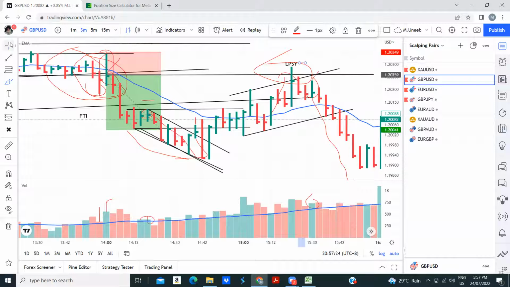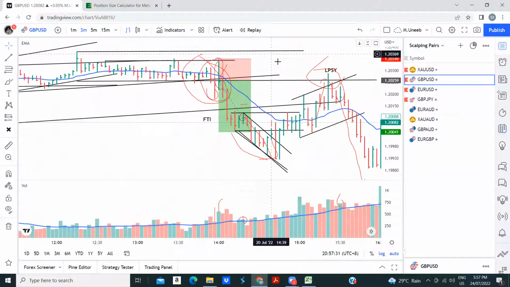Yeah, this is how you would trade your entries. Any questions so far? No, so that's good.